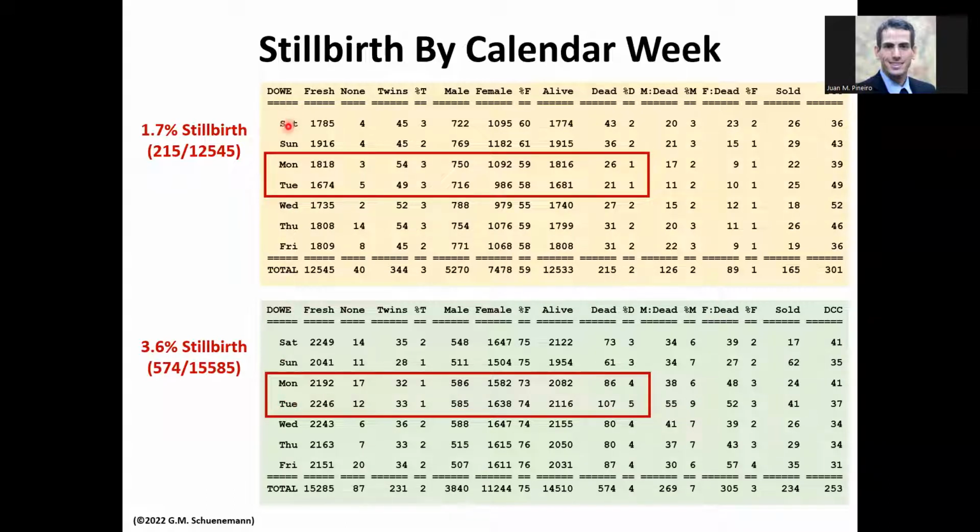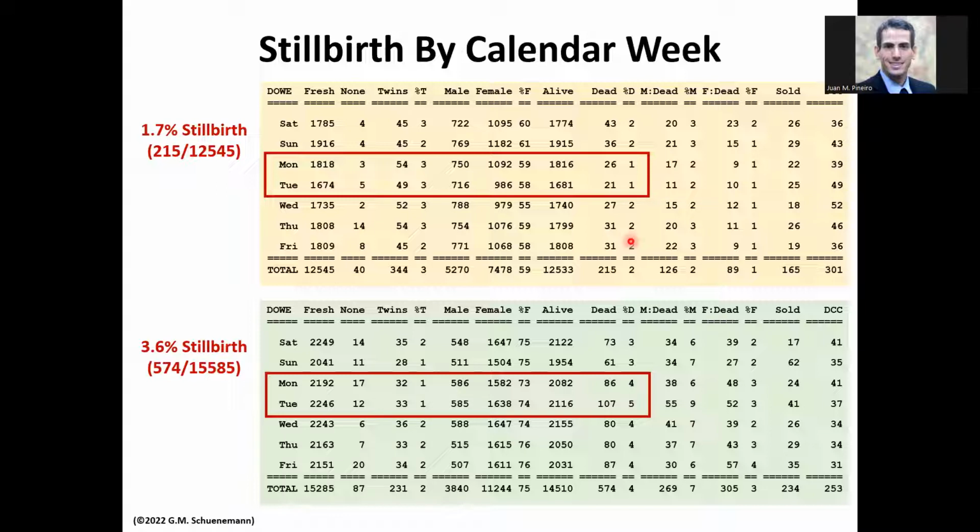I'm looking at the full year, 2021 to 2022, 12 months, and I look at all the calving from Monday to Sunday, right? All the calving by day. In this particular case, you can see this is a farm that has 1.7% stillbirth, right? And Monday and Tuesday are the lowest, with about 2%. So there is no major difference.